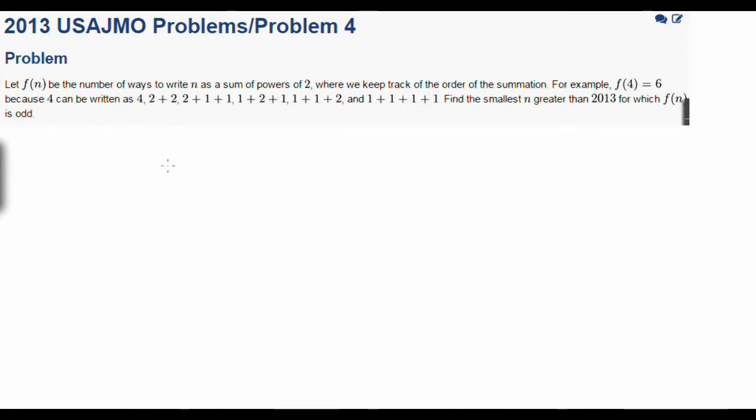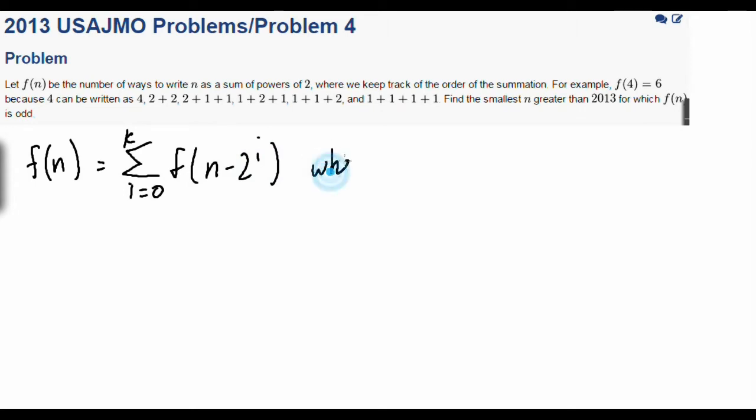So, alright, the first thing we notice is that for any n, f(n), the number of combinations, is actually equal to the sum of i equals 0 to k of f(n minus 2^i), where 2^k is less than n.